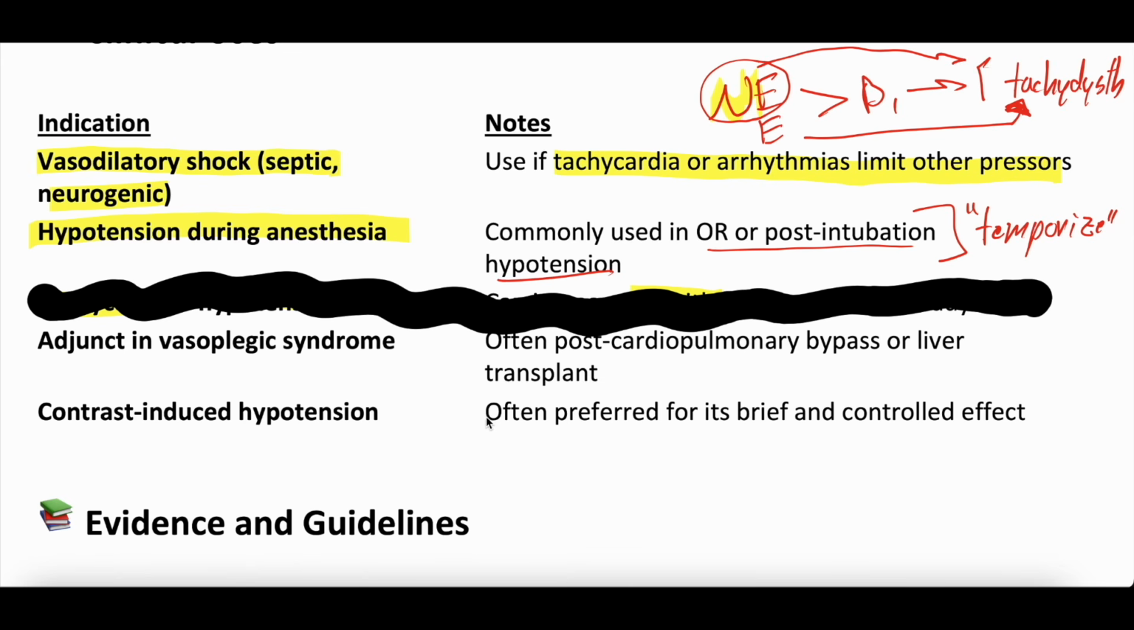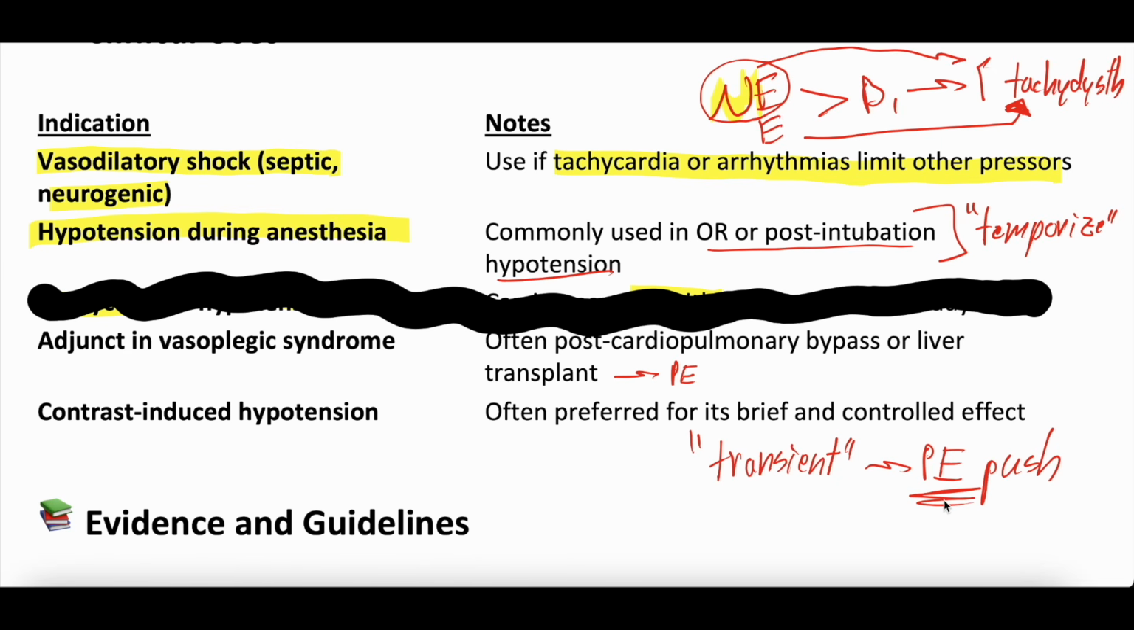Okay, adult adjunct in vasoplegic syndrome, so post-cardiopulmonary bypass or liver transplants, sometimes phenylephrine, again, can temporize the blood pressure, and contrast-induced hypotension. So the summary here is things that are very transient, that you expect are just going to last 20 minutes or so and go away. Sometimes phenylephrine push dose can temporize that patient rather than starting an IV continuous infusion of another vasopressor, but you still have to be very careful with this because that phenylephrine will wear off at some point.